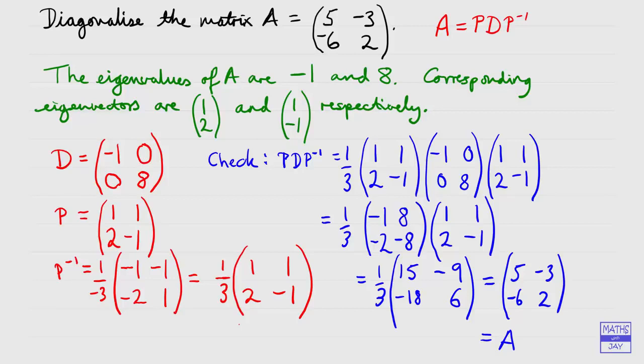If you had wanted to, you could have written the matrix D with 8 in the first position and negative 1 in the lower right-hand corner, but then your matrix P would have had the columns the other way round. The first column would have been 1 and minus 1, and the second column 1 and 2. And that would be another way of diagonalizing the matrix A. Having done this, we can now go on and do other calculations. For example, we'd be able to very easily raise A to a power.